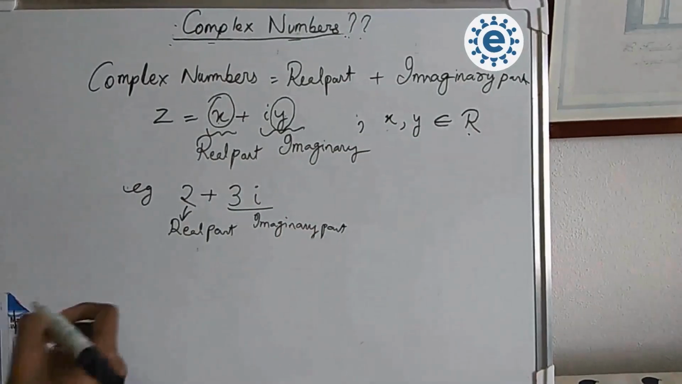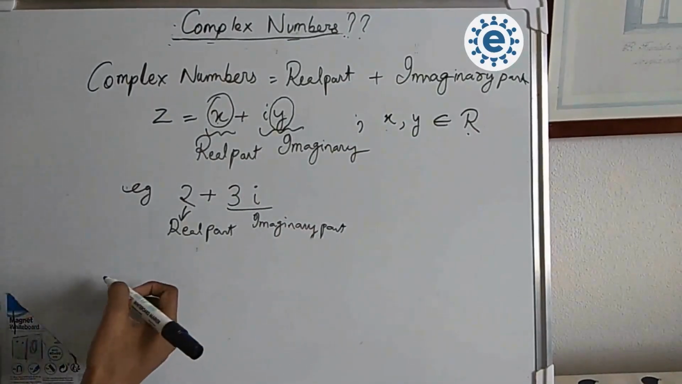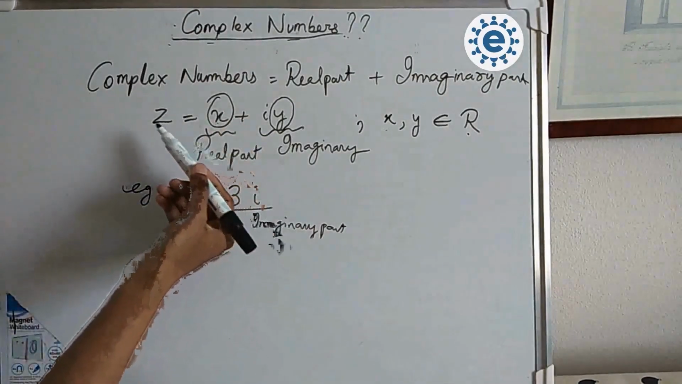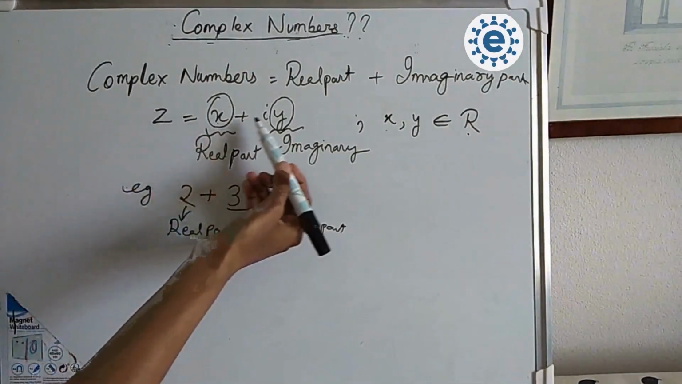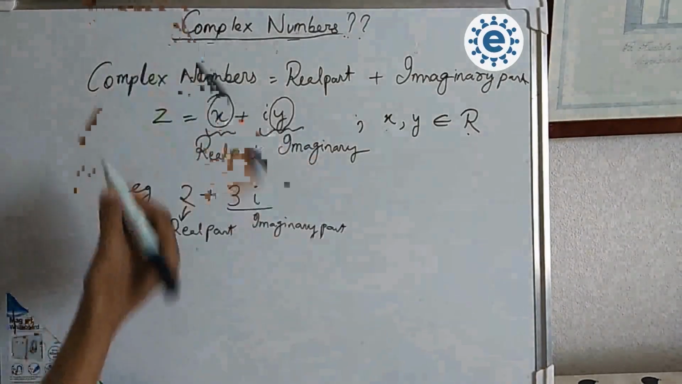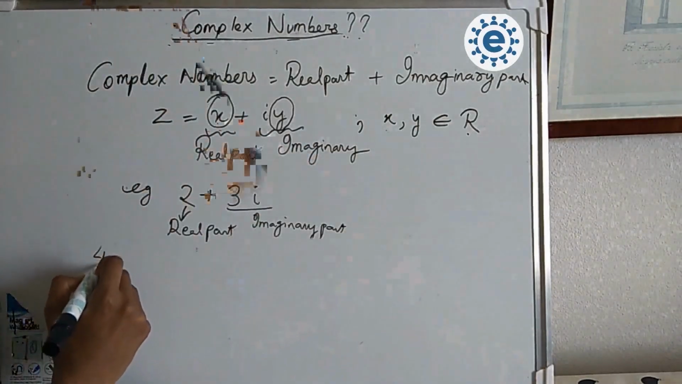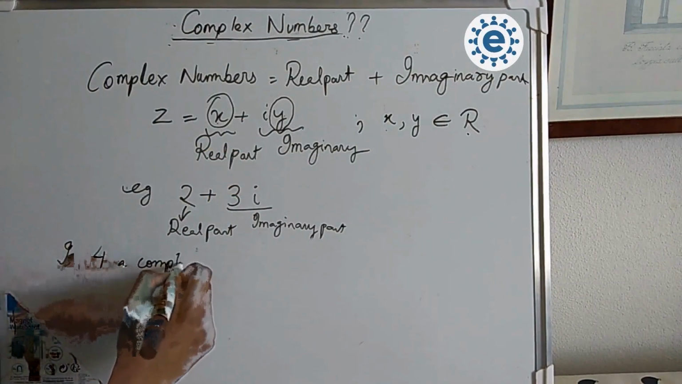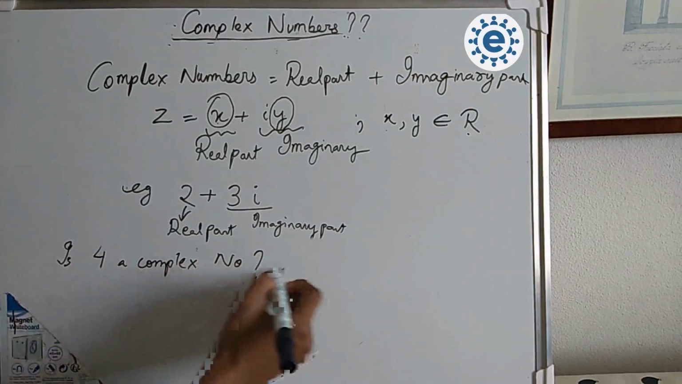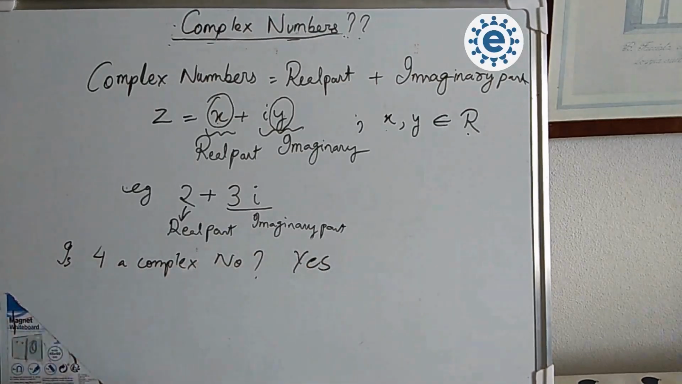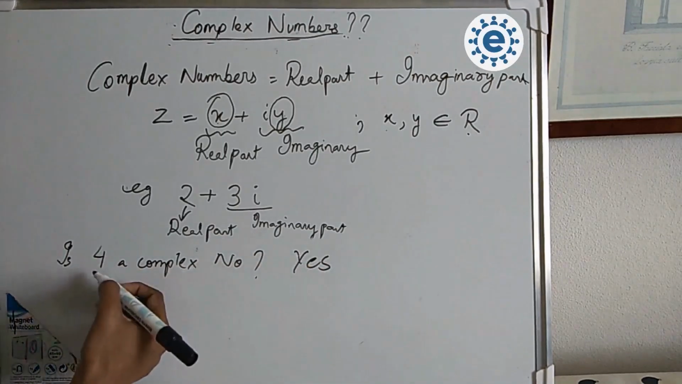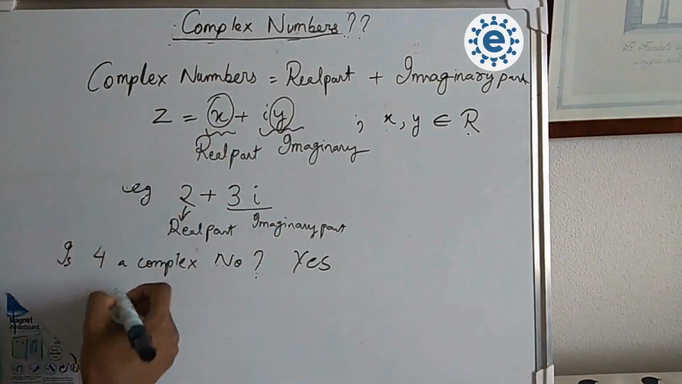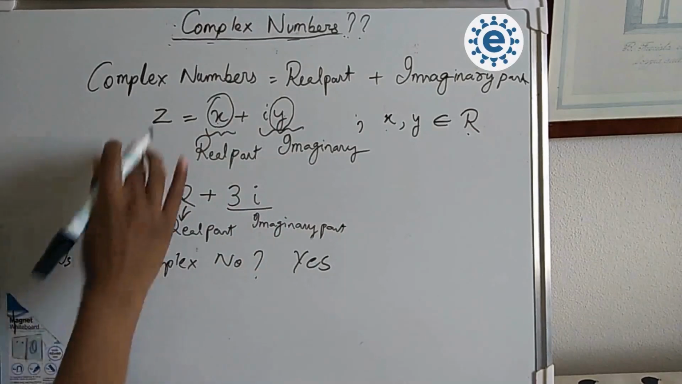So now, how to find a complex number, or how to write a complex number? We have to write the complex number in this form: z is equal to x plus iy. So let's see. The question is, is 4 a complex number? Yes. But how? We will write 4 in this form. Then you will come to know, yes, 4 is a complex number.